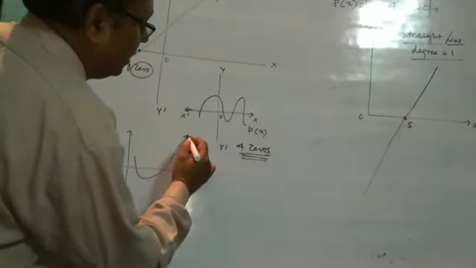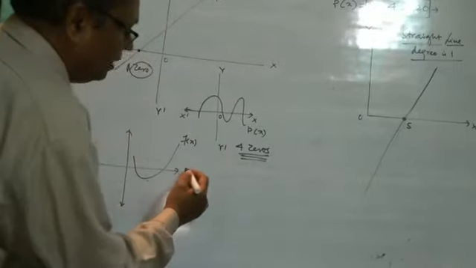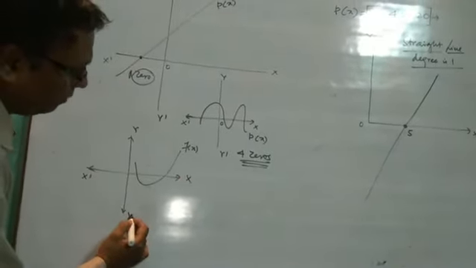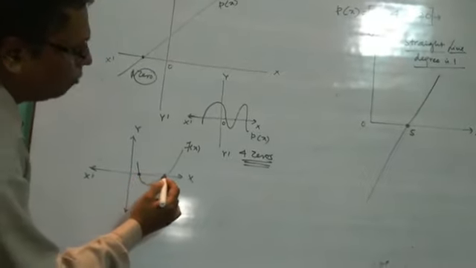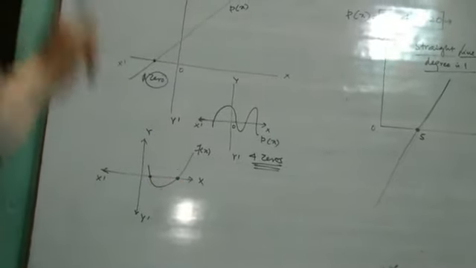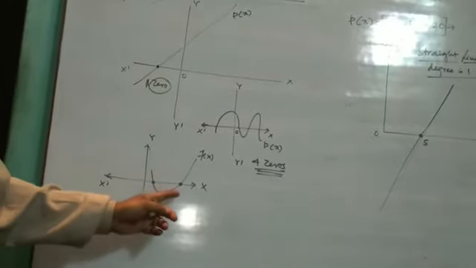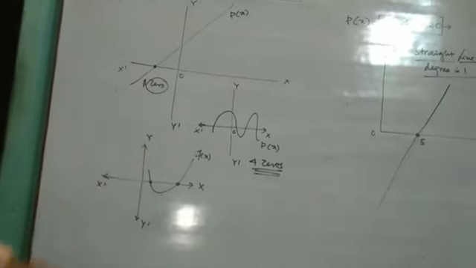Now see this one. This is the polynomial f(x). In how many points does it intersect the x-axis? Students, see very carefully. There are 2 points at which f(x) intersects the x-axis. Therefore, how many zeros are there? Simply, exactly 2 zeros are there.